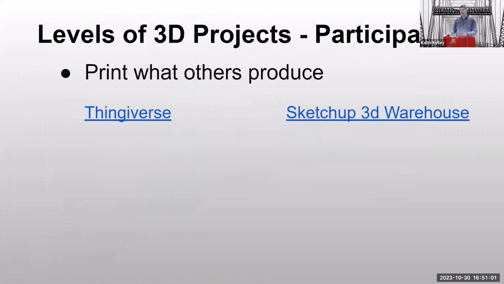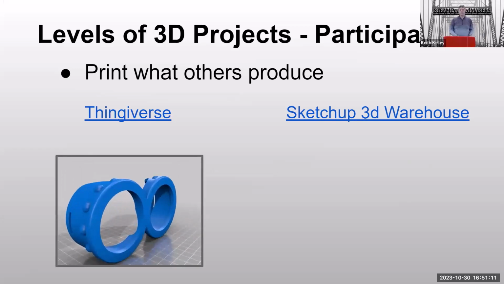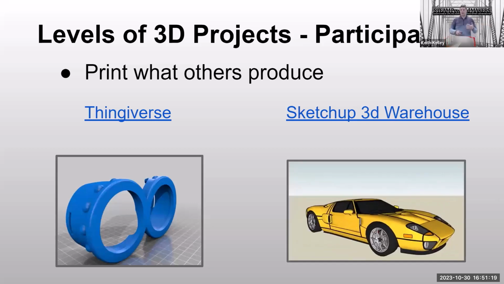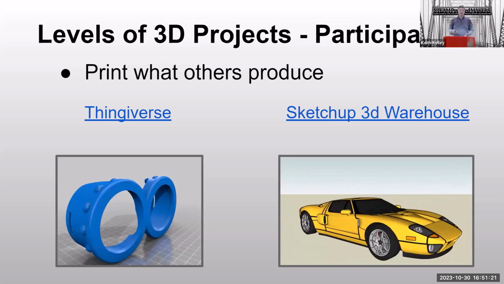So if you look at the course this way, you have levels of 3D projects. You have participation type projects, which literally are, I go to Thingiverse, I find something, I print it. I'm not manipulating, I'm not doing anything to it. I'm just finding something already done and printing it. SketchUp 3D Warehouse, Thingiverse, Tinkercad has a gallery, so you can find something. This is a lot better.